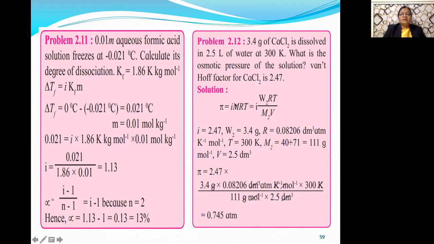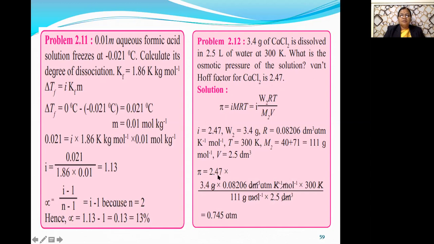Okay. The second numerical, which is also from the textbook, is also solved using this modified formula. In this example, 3.4 gram of calcium chloride is dissolved in 2.5 liter of water. At 300 Kelvin, what is the osmotic pressure of the solution? The Van't Hoff factor for calcium chloride is 2.47. So these values are given and you have to calculate the osmotic pressure.